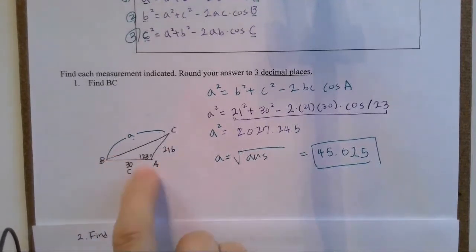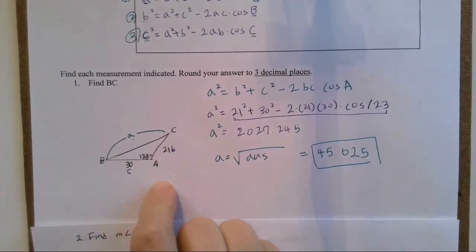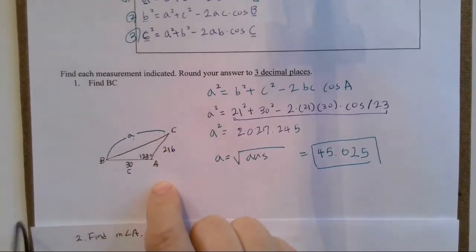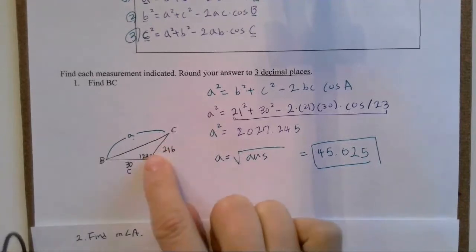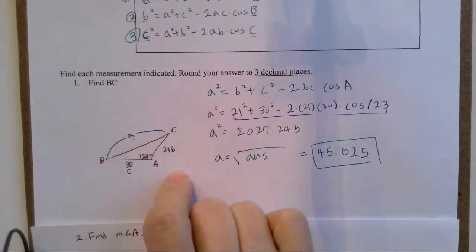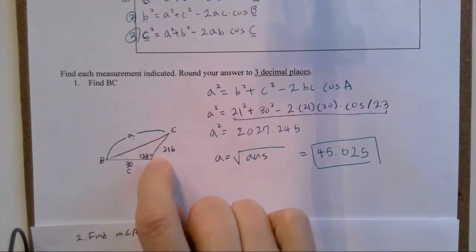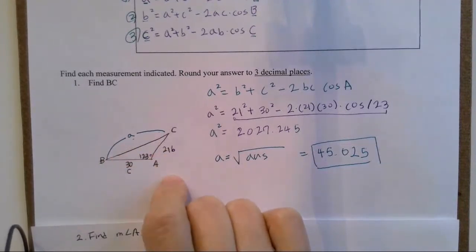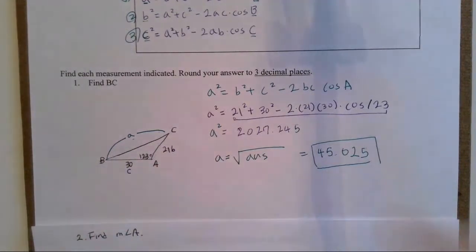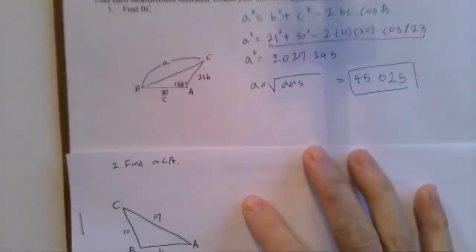How many of you thought when you first saw this question, ooh, I can use Pythagorean Theorem? I hope you did not think that way. Why can't we use Pythagorean Theorem on this triangle? Because it's not a right triangle. Pythagorean Theorem can only be used on the right triangle. Please remember that.